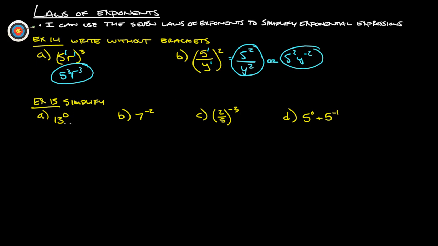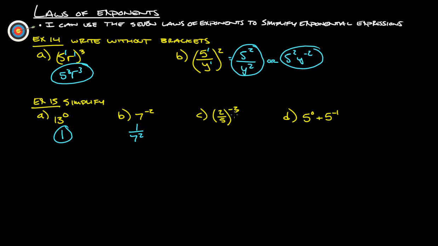Okay. 13 to the 0 power. Remember, anything to the 0 power, 1. Okay. 7 to the negative second is 1 over 7 squared. I don't know if that's really simpler or not, but we're rewriting it so it doesn't have a negative exponent. So we'll go with that for now.